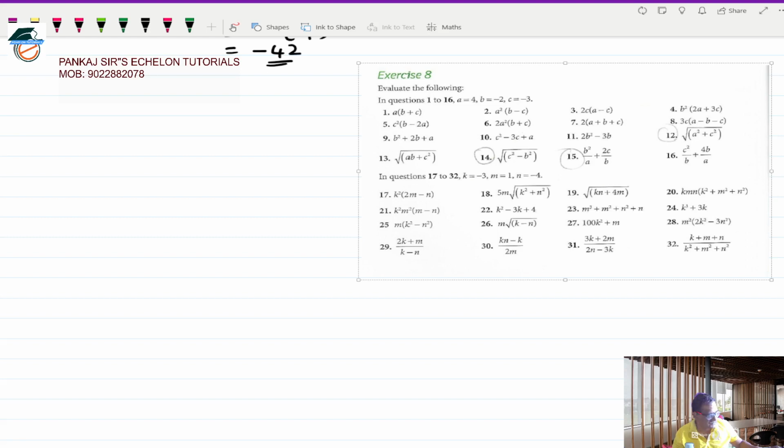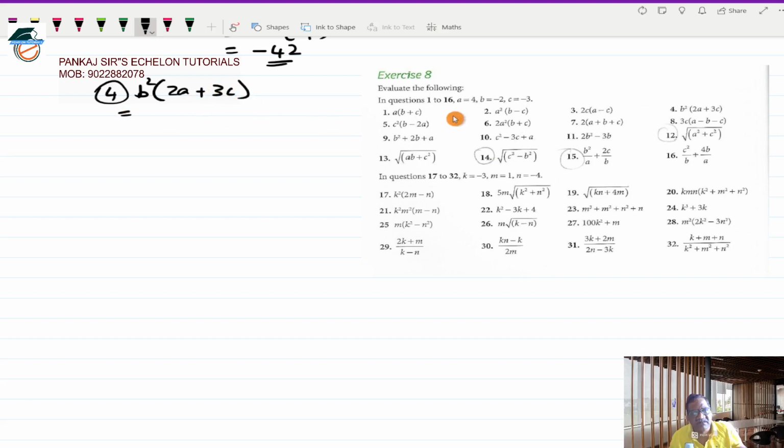So let's go for the fourth one. Fourth question is this one. Okay, it's b square into 2a plus 3c, right? B square into 2a plus 3c. So this will be b is how much? B is minus 2. So minus 2 square times 2 into a. A is how much? 4. Plus 3 times c. C is how much? Minus 3.